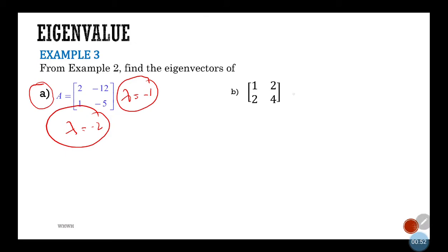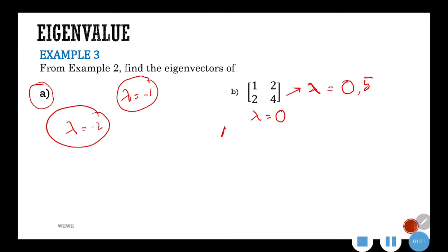For B, we also have found its lambda before, in example 2, where lambda equals 0 and another one is 5. So let's straight away proceed to how to find the eigenvector for each of the lambda here. We'll begin with lambda equals 0. Remember the step: A minus lambda identity matrix, times x equals 0.